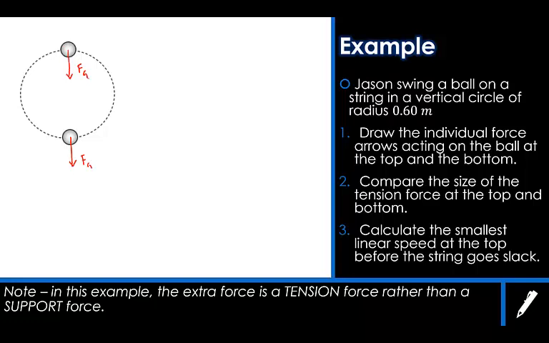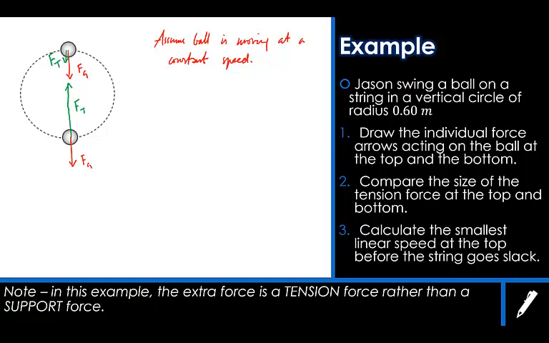And we'll assume that the ball is moving at a constant speed, and there will also be a tension force acting. So we can label that: there's a tension force acting upwards at the bottom, Ft, and it'll be acting downwards at the top. And it's much smaller at the top than it is at the bottom.